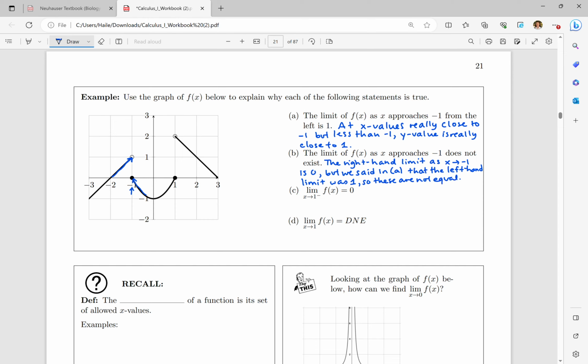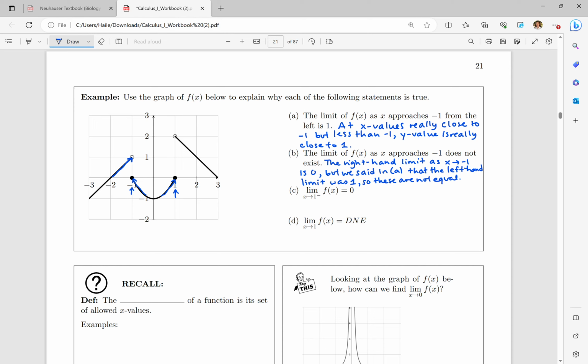Okay, let's look at part C. So now we're switching to our limit notation from words. So we have the limit as x approaches 1 from the left of f of x is equal to 0. So if we look at x is equal to 1 and we travel along the function from the left, so numbers less than 1, we'll be traveling along this little parabola shape, and we notice that indeed that's 0.